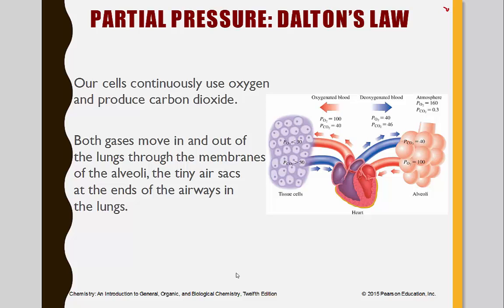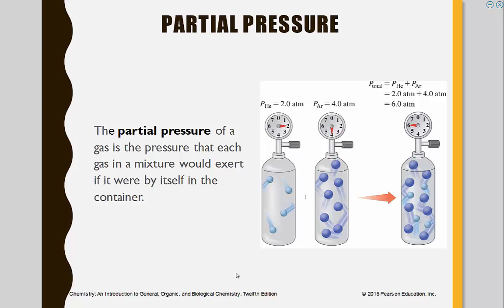In this tutorial, we'll be discussing Dalton's law of partial pressure. Now remember that the actual particles themselves are extremely small, especially when you compare them to the space between the particles. So therefore, they don't really know each other exist. They don't interact with each other.